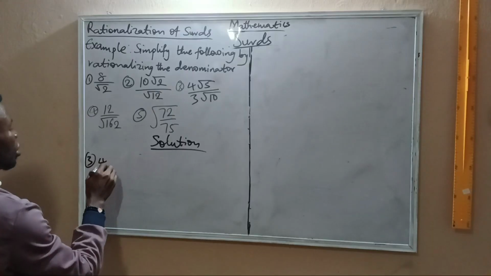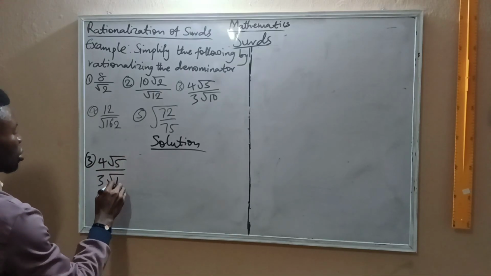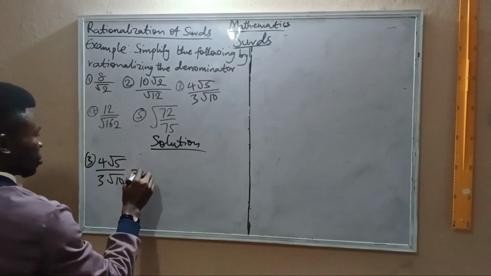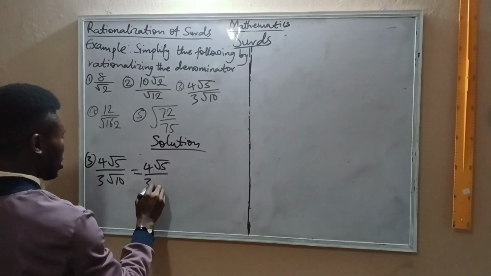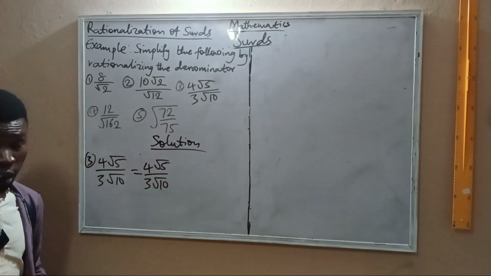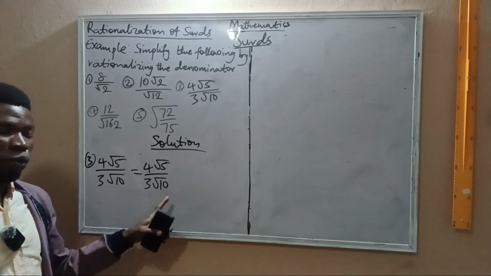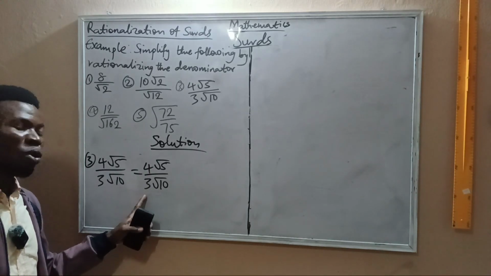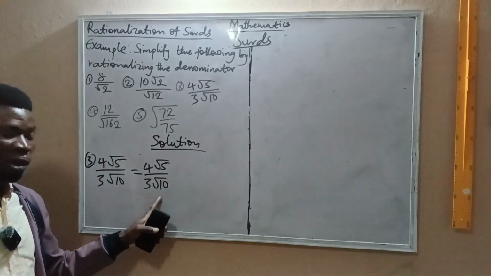Third one is 4 sod 5 over 3 sod 10. And this is equal to 4 sod 5 over 3 sod 10. And now, look at this one. If you want to multiply the numerator and the denominator, you only multiply it with the one with sod, not with the whole number.